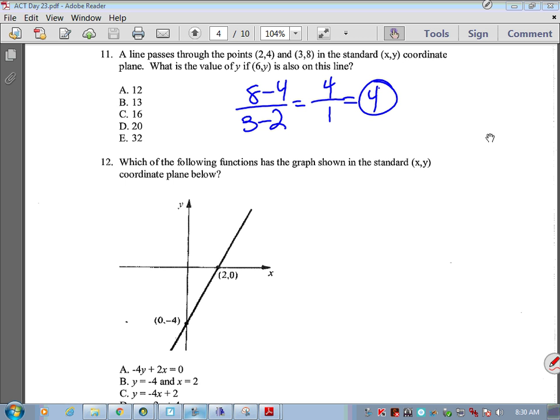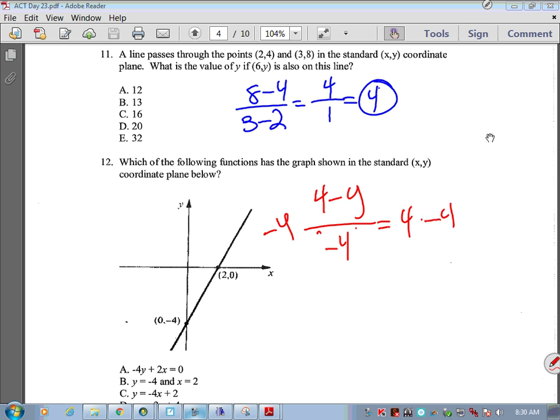Okay, so I'm going to come down here. I can use 2, 4 and 6y. So same thing. Let's do 4 minus y over 2 minus 6, and we know that that has to have the same slope of 4. Okay? So we can call that negative 4. Just like we did with Haley's question, I'm multiplying by negative 4.